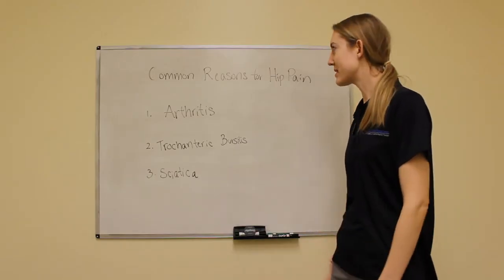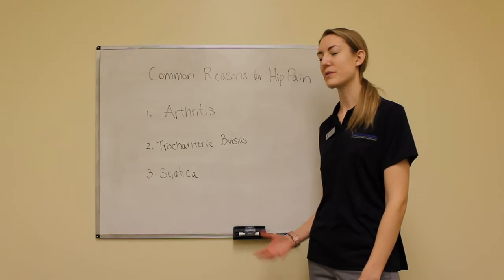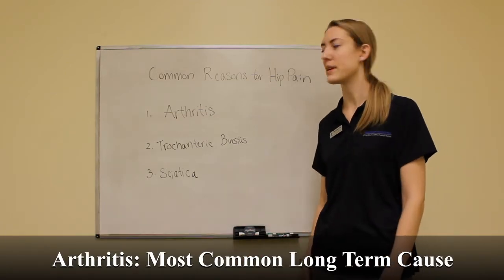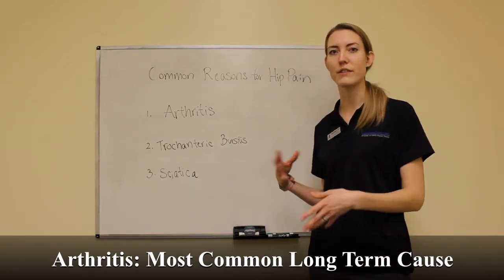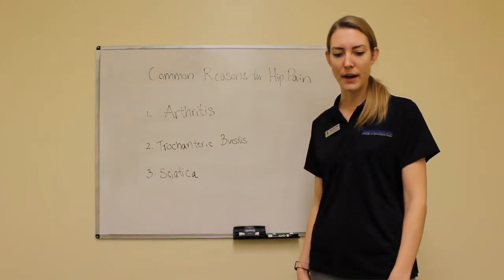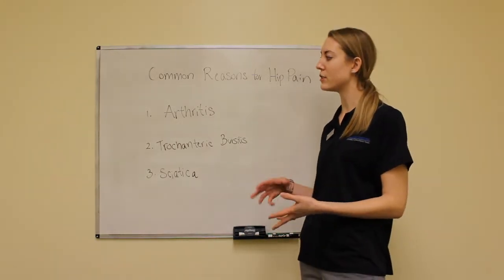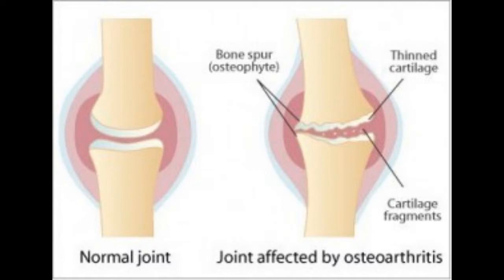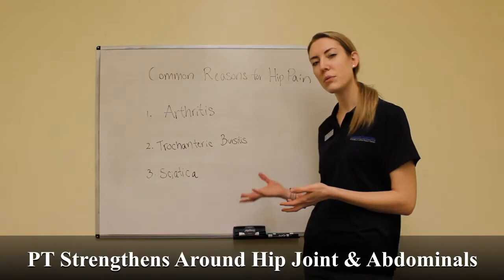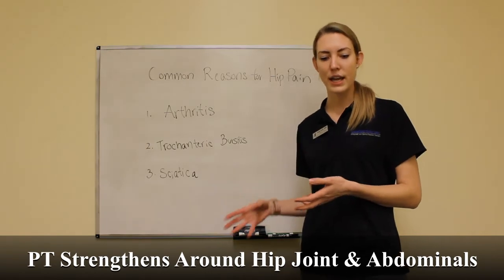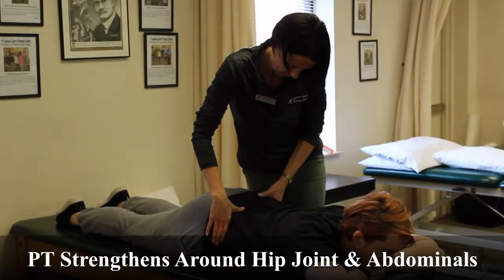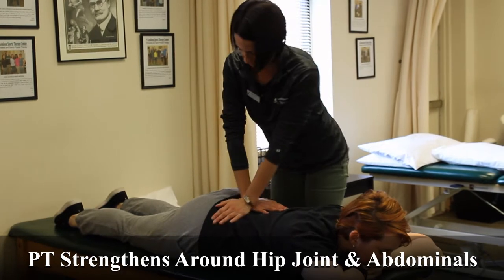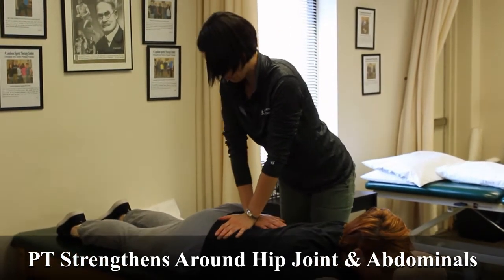So the number one reason we see for hip pain and the most common long-term cause is going to be arthritis or degenerative changes in the hip. Basically the space in your hip joint, because of putting weight through it for a lot of years, there's less cushioning in the joint, there's just less space there. So what physical therapy can do, while we can't get you a new hip joint, is help strengthen all around the hip and your abdominal muscles so that it takes the pressure off of the joints.